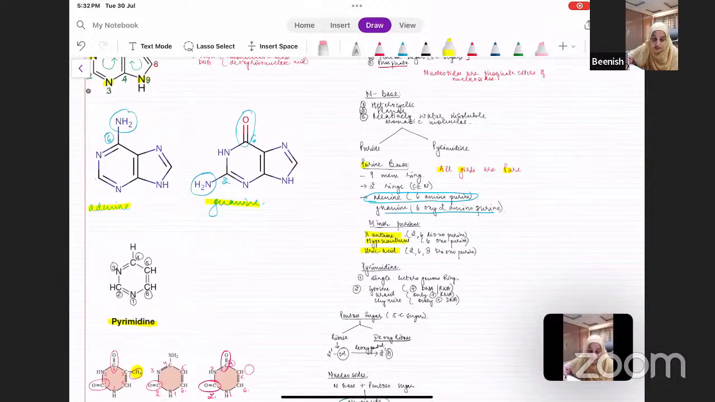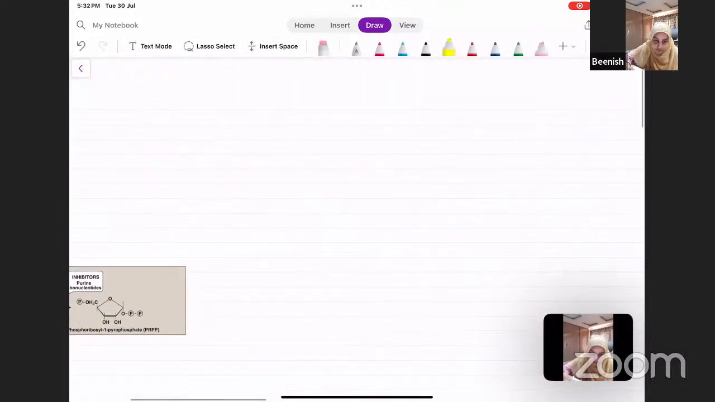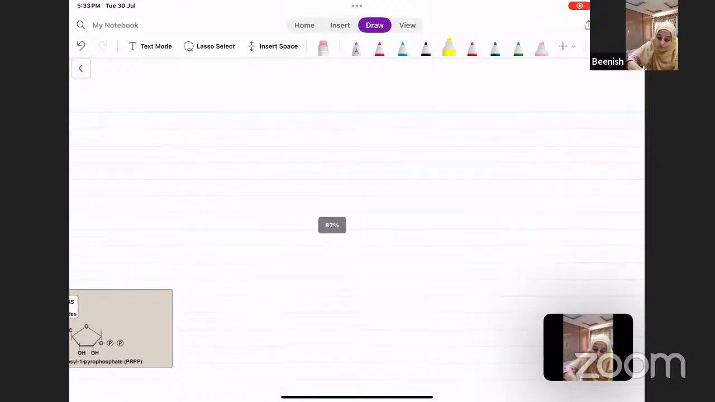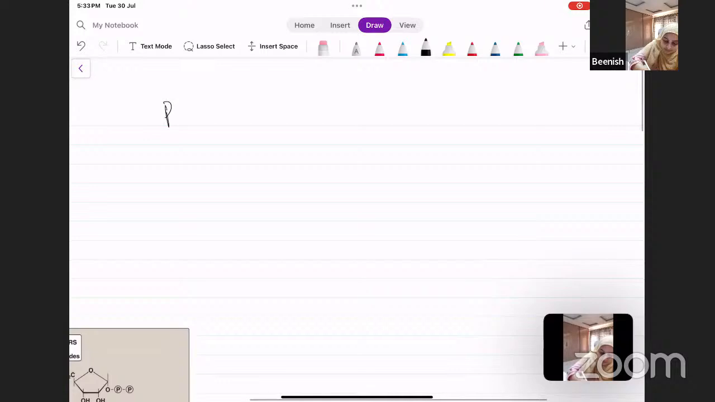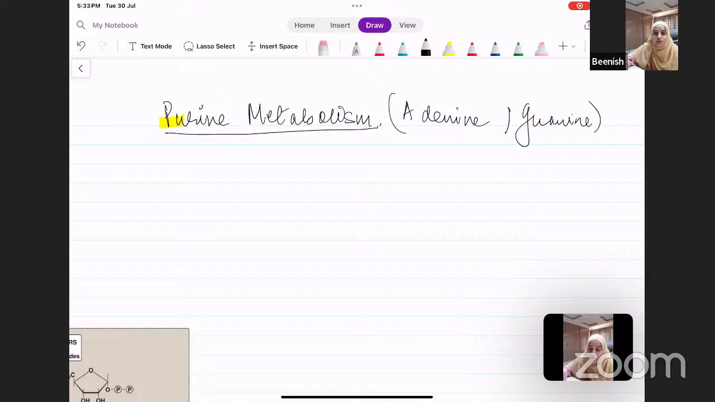Now let's move on to the metabolism. We'll begin with purine metabolism first. Like I just said, all girls are pure. If you remember, Pu is purine, and girls means adenine and guanine. So we're going to talk about the synthesis of adenine and guanine first, that is purine synthesis.